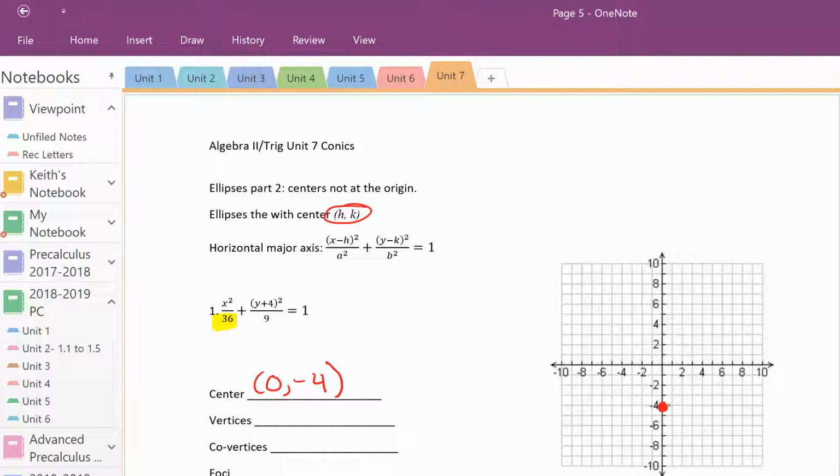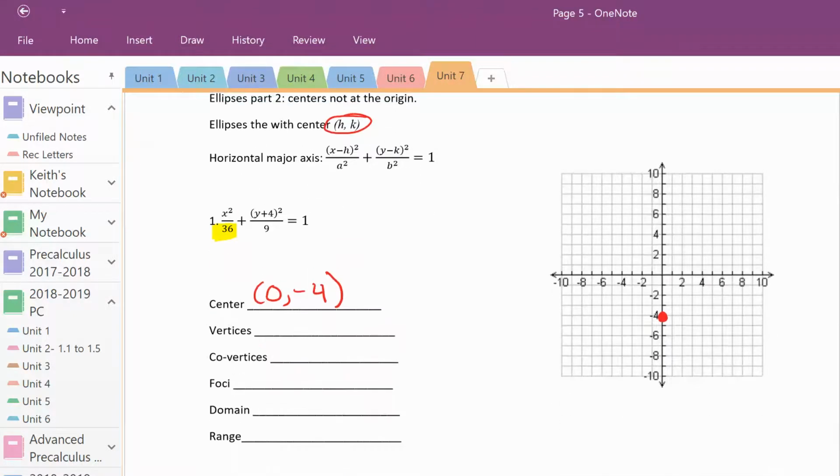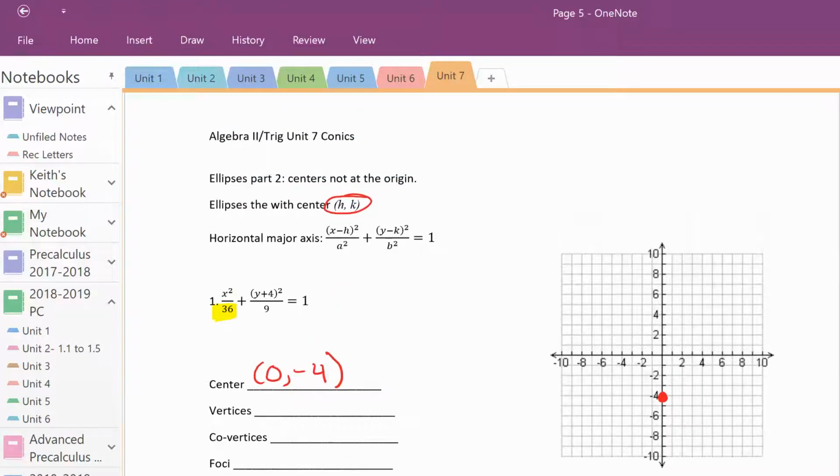Now everything I do is still the same as if the center was not shifted. So basically what I'm going to do is take a squared equals 36, so a equals 6. So now I'm going to go 6 to the left and 6 to the right from the center. If I go 6 to the left here, I get to (-6, -4), and 6 to the right, I get to (6, -4). So those are my vertices.